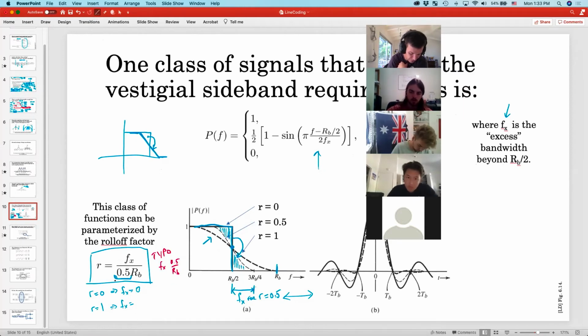So if my roll-off factor is 1, oh no, come on, Clay. Have some common sense here, people. People, he means himself. If I rearrange this, I get fx is 0.5 times RB times the roll-off factor. Therefore, if the roll-off factor is 1, then the excess bandwidth is 0.5 RB, which is what we see here.